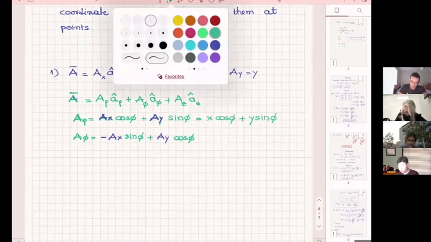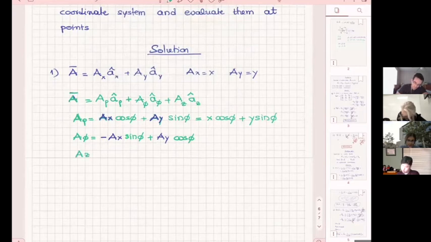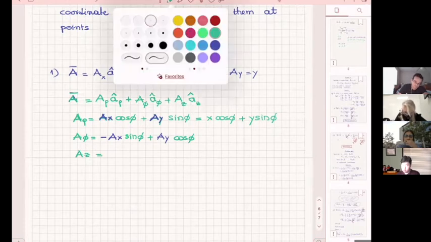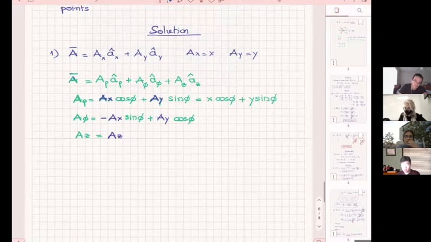And also in what we have, A sub z is equal to any A sub z if there was in the Cartesian system. We don't have A sub z there. So what we have from here is that A sub z is 0, obviously.